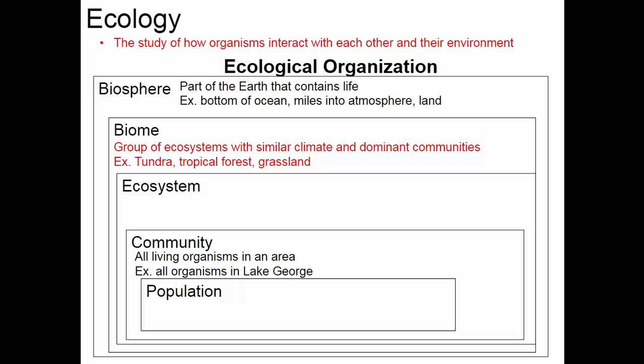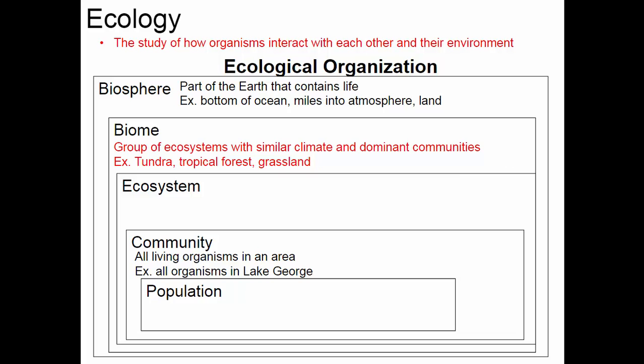That biosphere is broken up into large areas that we call biomes. A biome is an ecosystem that has similar characteristics. All deserts have certain characteristics. All tropical rainforests have certain characteristics. Typically, the type of biome that forms in an area is dependent on the conditions present, mainly temperature and moisture.